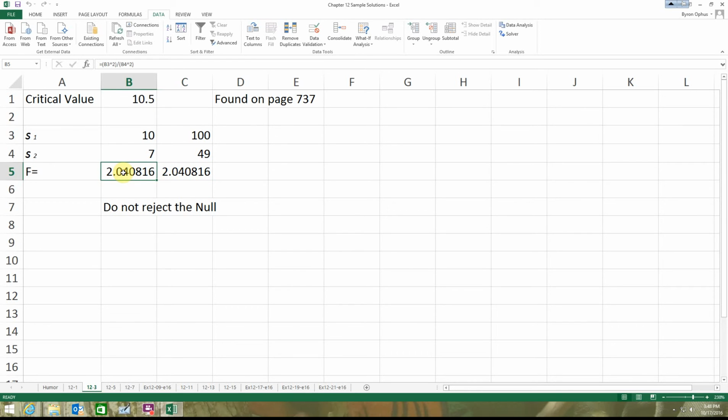And this way I simply did the whole formula in one. I said it's equal to parentheses, this one squared divided by, oops, I got to put my parentheses in there, that one squared, same answer, okay? And in either case, of course, it's less than that, and so I do not reject the null, and so I would have to say in my case that the standard deviations of those two populations are substantially equal.